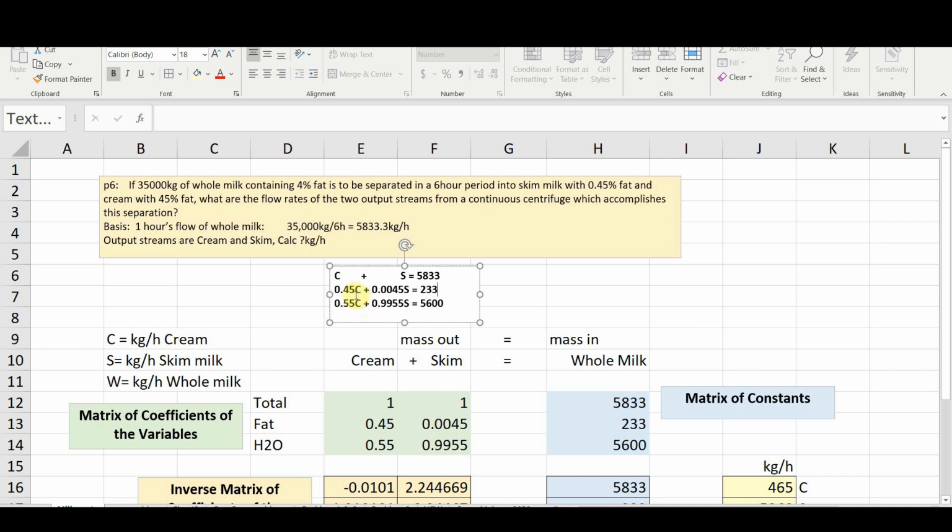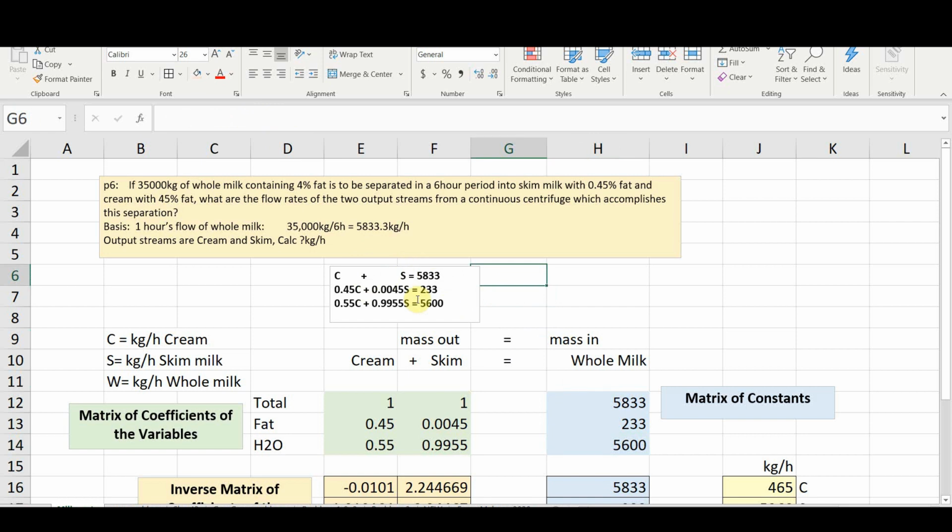So of the cream stream, 55% of it is non-fat, plus the non-fat in the skim milk is 99.55%. That's 100 minus the 0.45%. So that's 0.9955 times S. And then the total mass of that will be equal to, we're given, 96% of the total mass of whole milk. And that comes out to be 5,600. So these are the basic three equations that you can write.